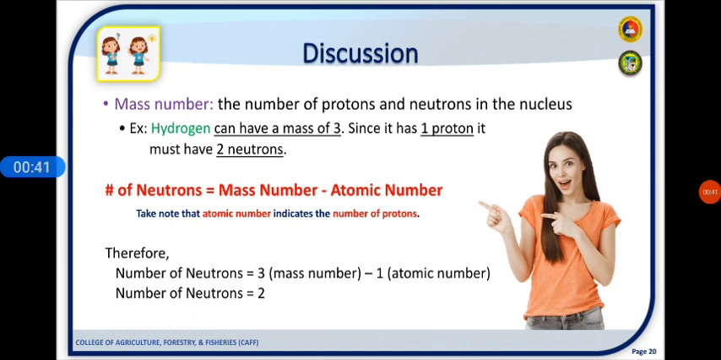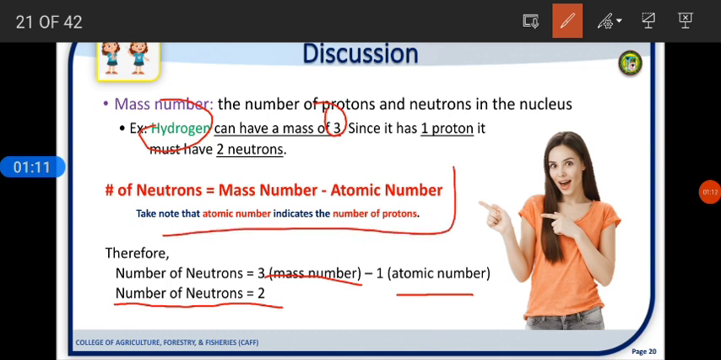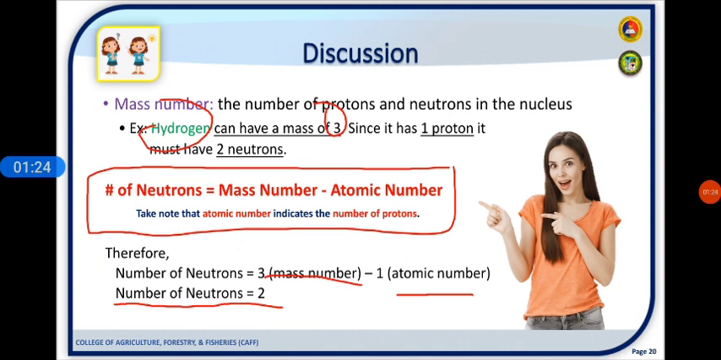You just have to take note that the atomic number indicates the number of protons. Therefore, the number of neutrons is 3, which is the mass number given in our example, minus 1 for the atomic number, since the atomic number of hydrogen is 1. So 3 minus 1, the number of neutrons is 2. Okay? So you just have to use this formula for computing the number of neutrons, mass number minus atomic number. Why use this formula?